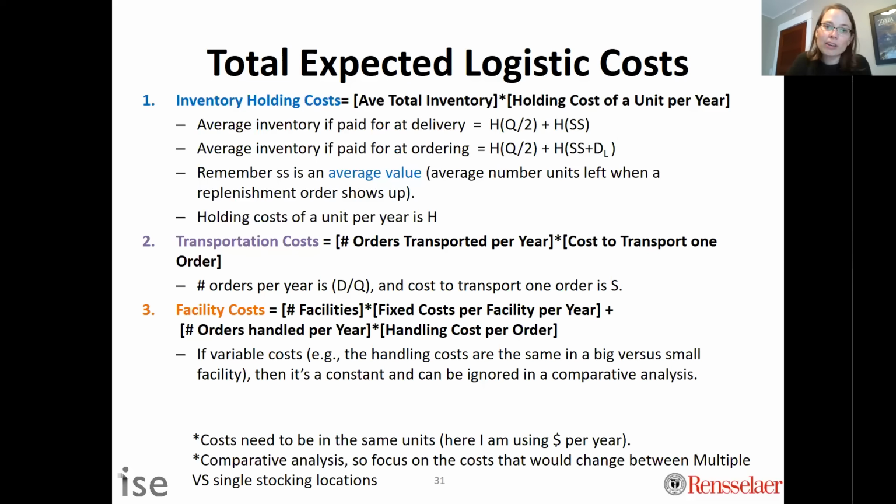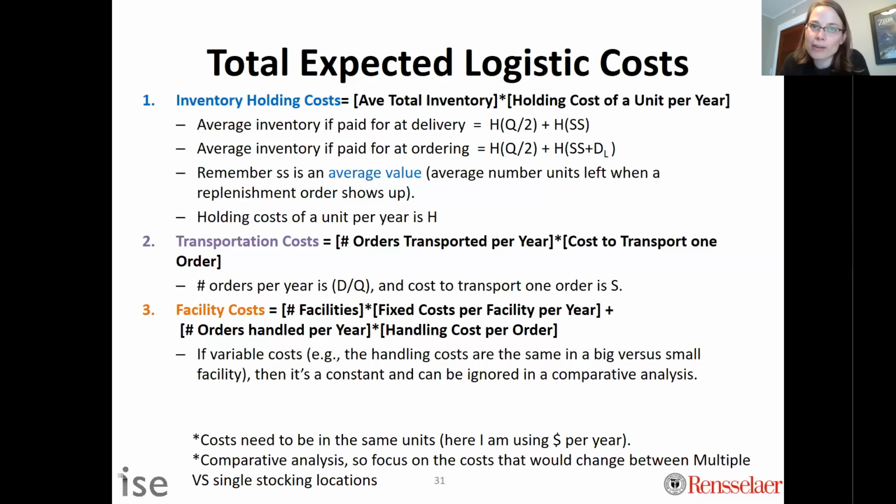Some things to think about here is we need to make sure that our costs are in the same unit. In the examples I gave here, my unit was year, so everything is per year. Remember, not always all the data is given that way, so make sure to convert it to a consistent period of time. Per year is pretty common.